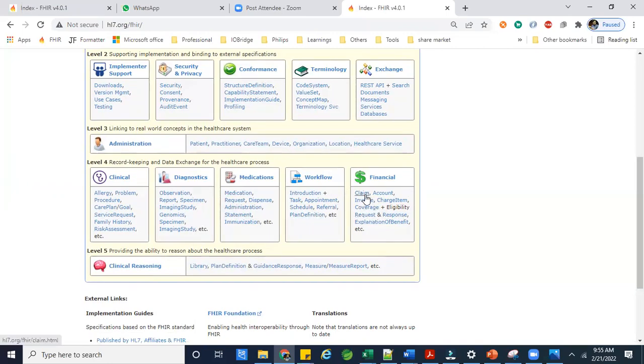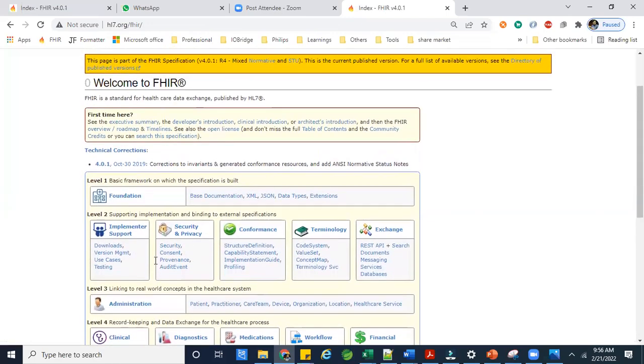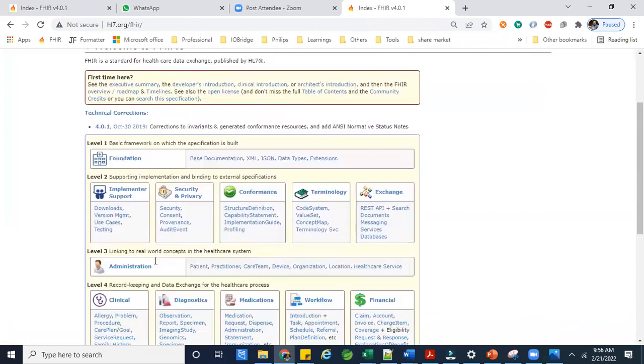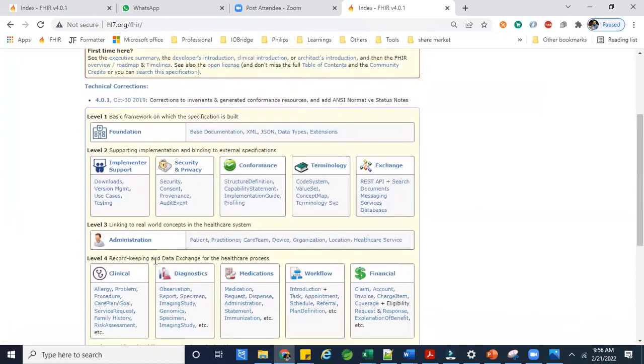For example, how a claim is related to account, how a claim is related to coverage, and how appointment is related to patient or practitioner, then how a medication is related to, let's suppose, any diagnostic report, and how allergies are related to a particular medication or maybe a particular immunization, and what could be the family history of a patient, what service request has been requested by a patient or a doctor for a particular patient. So those things we will play around with and interlink. So this is a quick overview of the FHIR website. From here, you can navigate to different details of information.